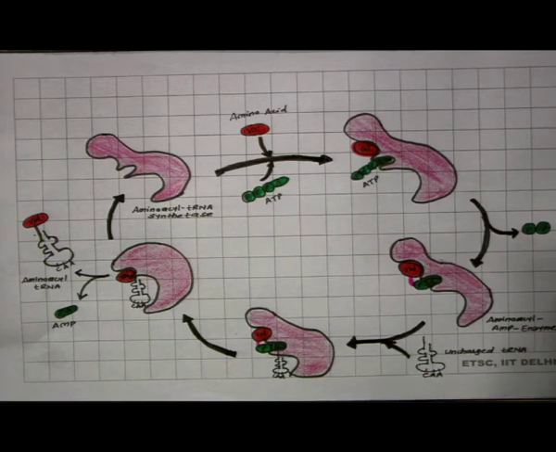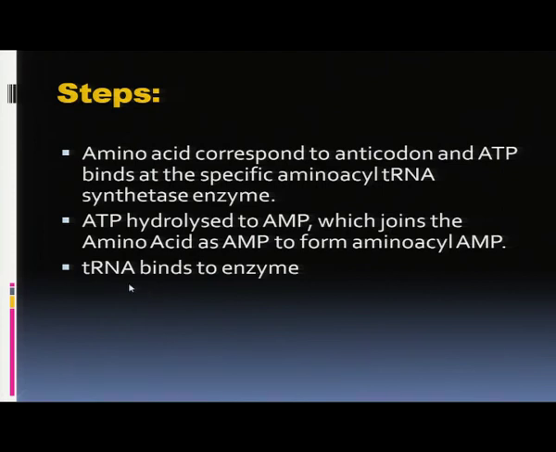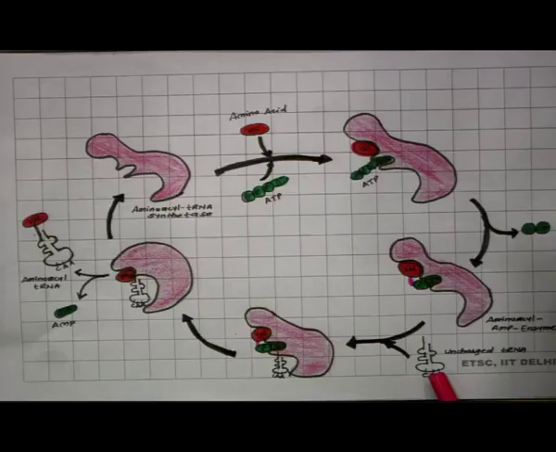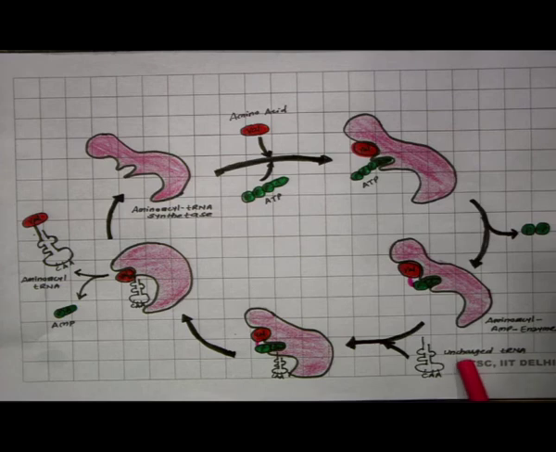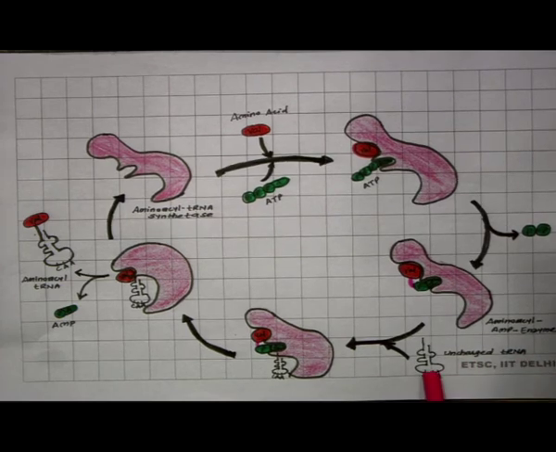The next step is transfer RNA binds to enzyme. You can see over here, this is a transfer RNA without any amino acid, which is called as uncharged transfer RNA. Now, this uncharged transfer RNA will bind with the amino acid AMP enzyme.